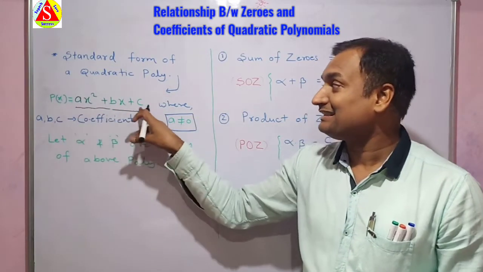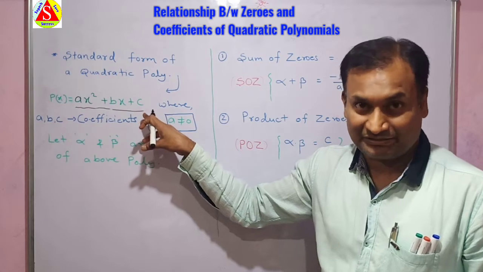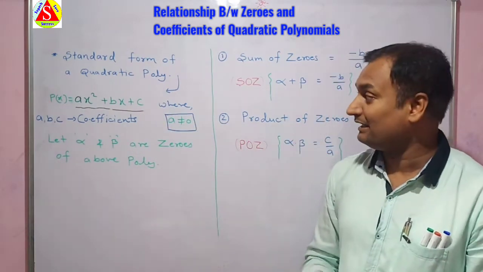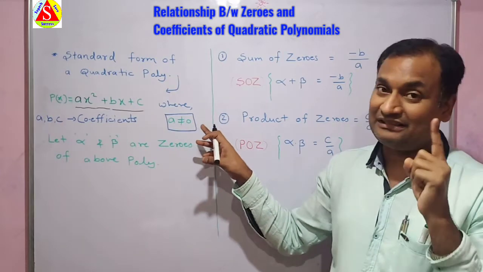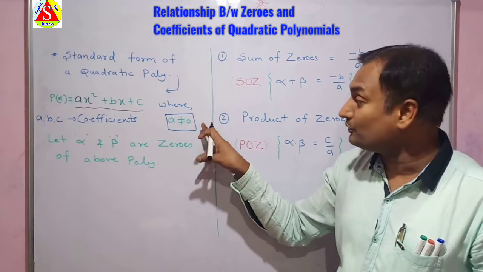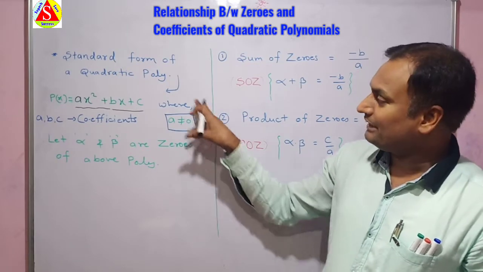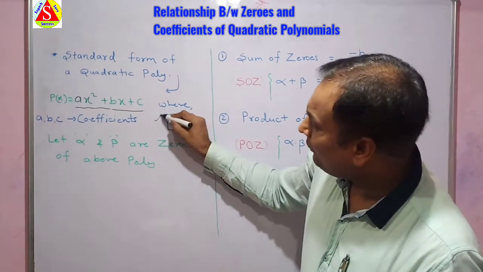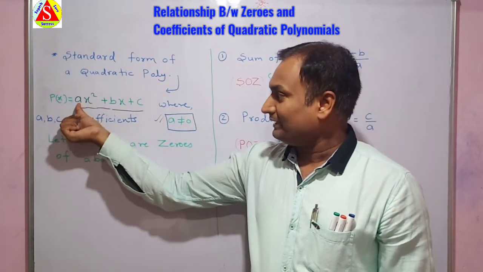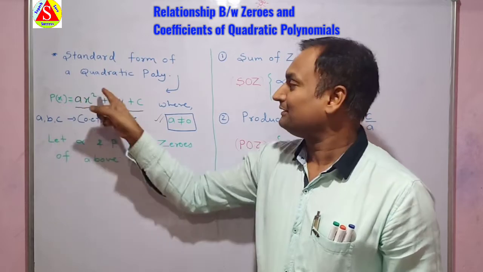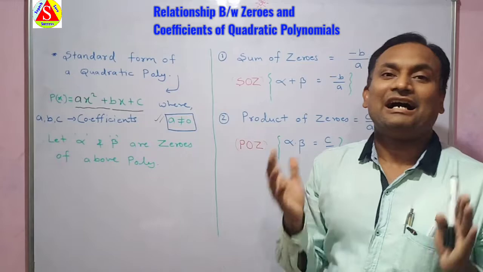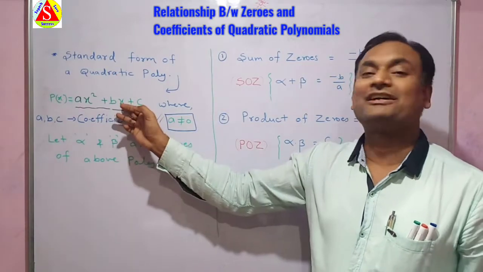Here a, b, c are the coefficients, or constants, of the polynomial, and one condition is there: a cannot be equal to 0. So dear students, why can a not be equal to 0? The reason is that if we put a equal to 0, there is no meaning of this term. In that case our polynomial will be linear only.